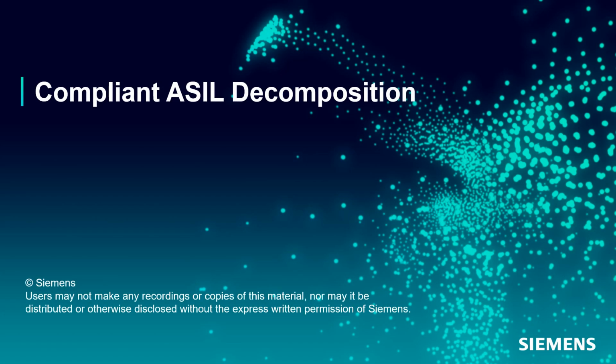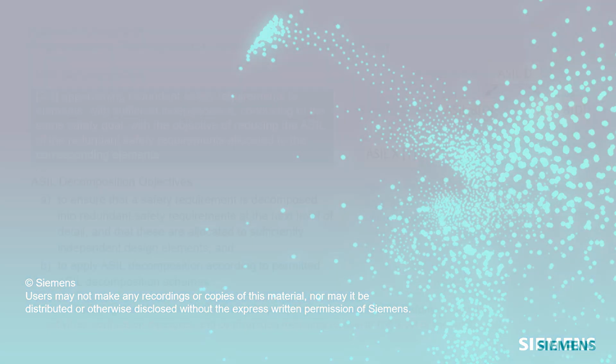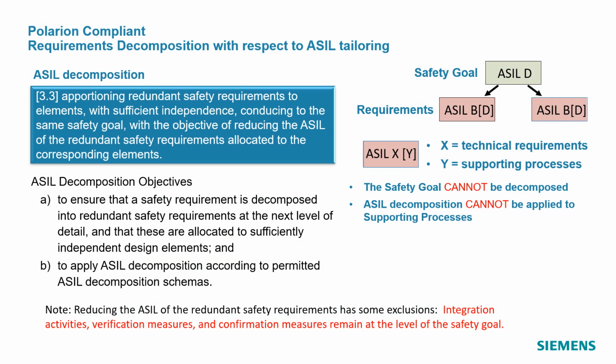Compliant ASIL decomposition. Requirements decomposition with respect to ASIL tailoring is an important point to make when trying to be compliant to ISO 26262. While we can start with the safety goal, decomposition can start at any point after the safety goal, at any requirement.